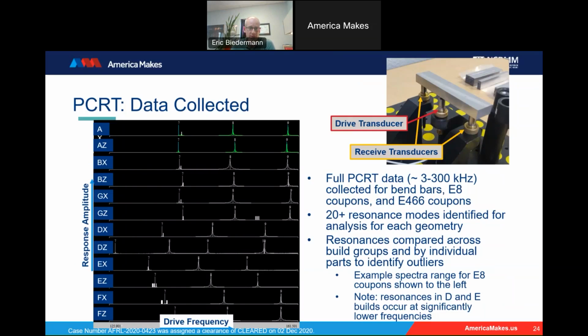And we identified more than 20 resonance modes that were fruitful for analysis of these components. And just looking visually at this spectra stack up, we saw that some builds made with off-nominal components, including groups D, E, and F, showed significant visual resonance frequency differences. They were shifted lower than components from other groups. So just a visual analysis saw that we were already seeing some big differences between some of these components.